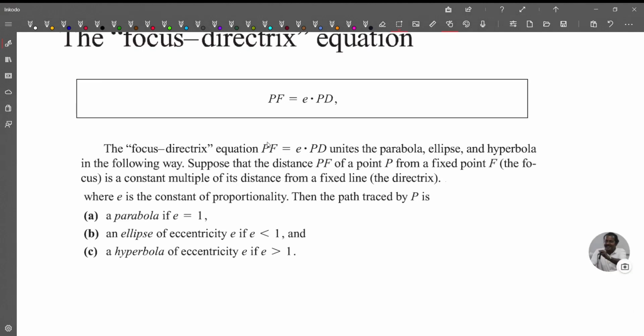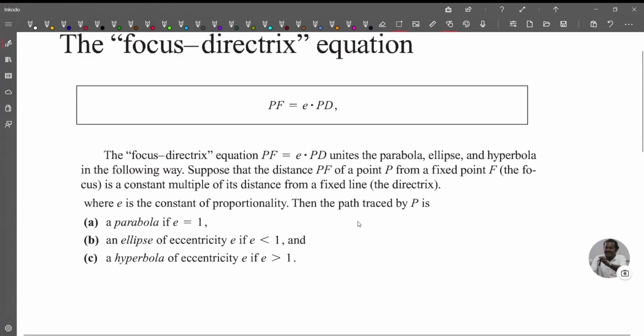The focus directrix equation PF equal to e into PD unites the parabola, ellipse and hyperbola in the following way. Suppose that the distance PF of a point P from a fixed point F, the focus, is a constant multiple of its distance from a fixed line, the directrix. Here e is a constant of proportionality called the eccentricity. Then the path traced by P is a parabola if e is 1, an ellipse if the eccentricity e is less than 1, and a hyperbola of eccentricity e if e is greater than 1.